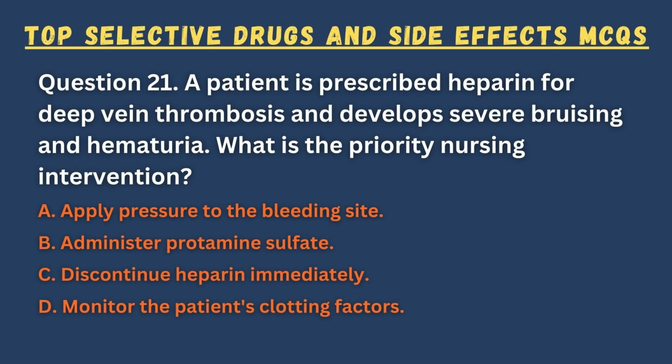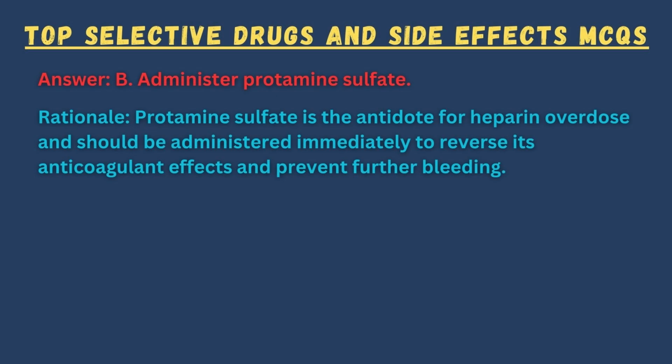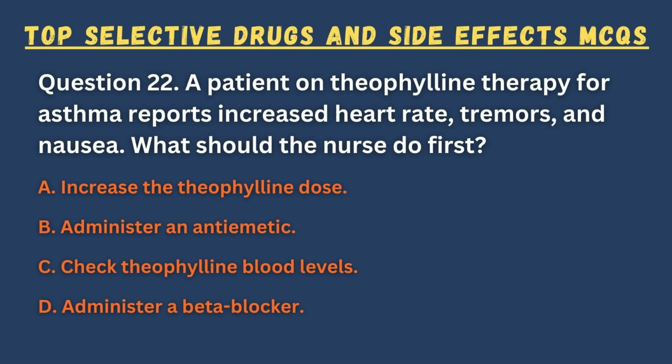Question 21. A patient is prescribed heparin for deep vein thrombosis and develops severe bruising and hematuria. What is the priority nursing intervention? A. Apply pressure to the bleeding site. B. Administer protamine sulfate. C. Discontinue heparin immediately. D. Monitor the patient's clotting factors. Answer: B. Administer protamine sulfate. Rationale: protamine sulfate is the antidote for heparin overdose and should be administered immediately to reverse its anticoagulant effects and prevent further bleeding. Question 22.